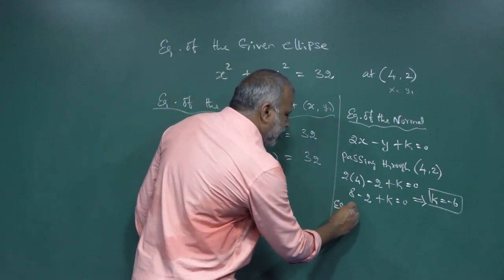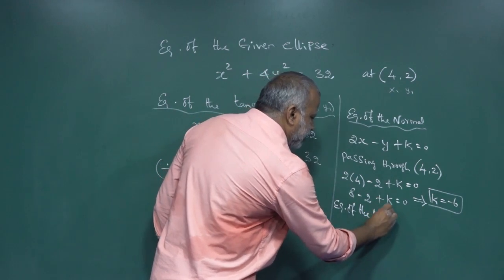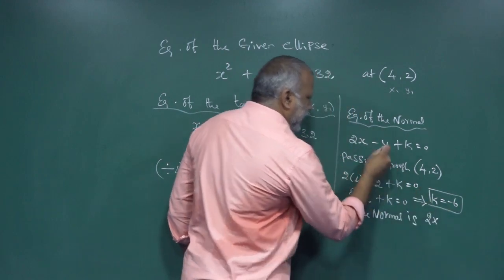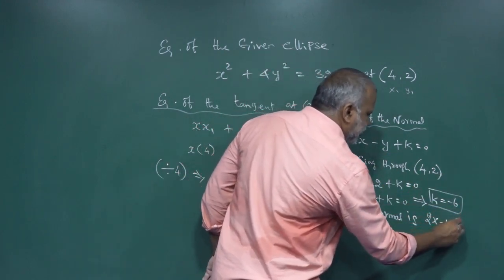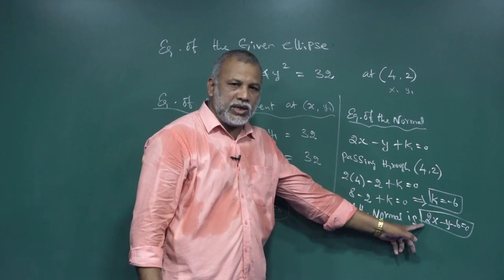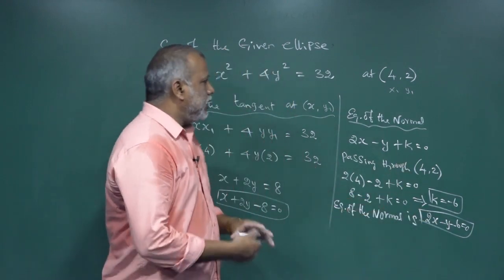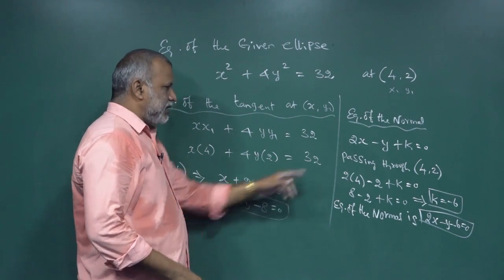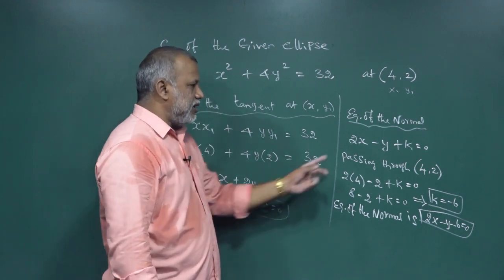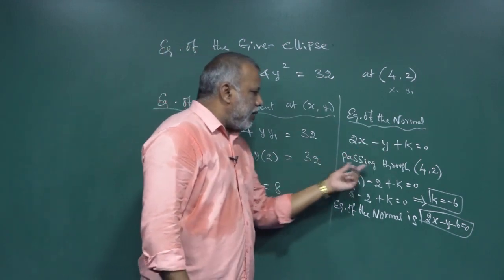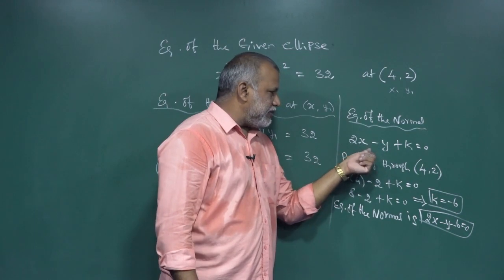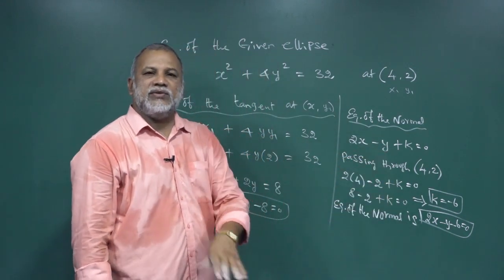Now the equation of the normal is just 2x minus y, with k replaced by minus 6, equal to 0. This is said to be the equation of the normal. Now listen, 2x minus y minus 6 equal to 0. So after finding the tangent, take down this procedure. Interchange the coefficients of x comma y, then the sign must be changed. So 2x minus y plus k equal to 0. Now it is passing through the point, so substitute the data and find the value of k. Again replace here. 2x minus y minus 6 equal to 0 is the equation of the normal.